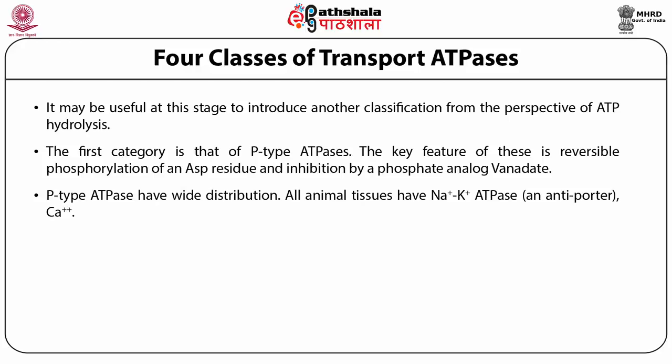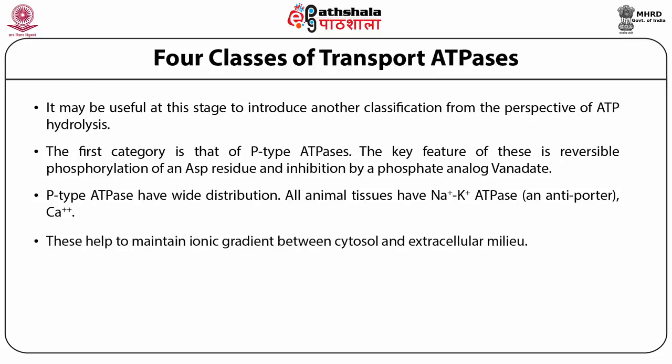P-type ATPases have wide distribution. All animal tissues have sodium-potassium ATPase, an antiport term, and calcium ion ATPase, which is a uniport term for calcium. These help to maintain ionic gradients between cytosol and the extracellular milieu. As an example of their physiological significance, there is a P-type ATPase in cells which line the stomach, which ensures acidity in the stomach.